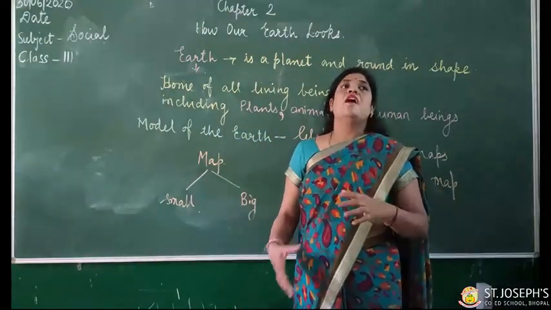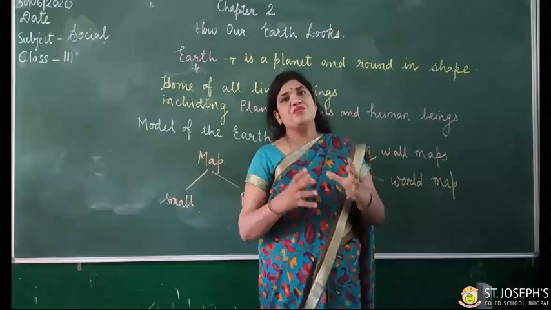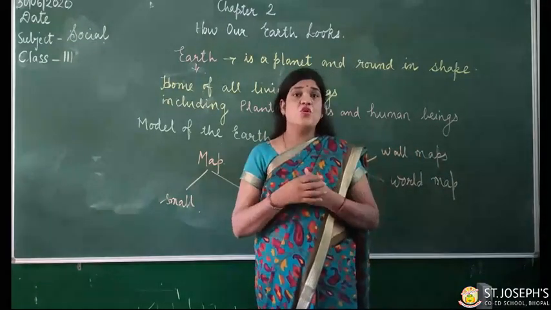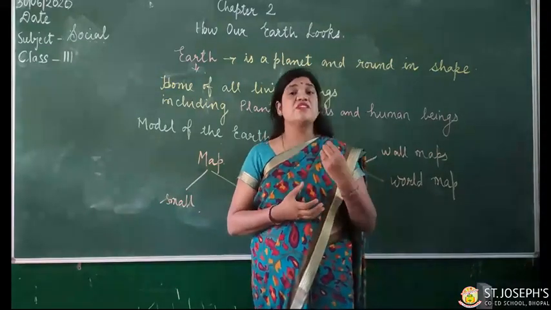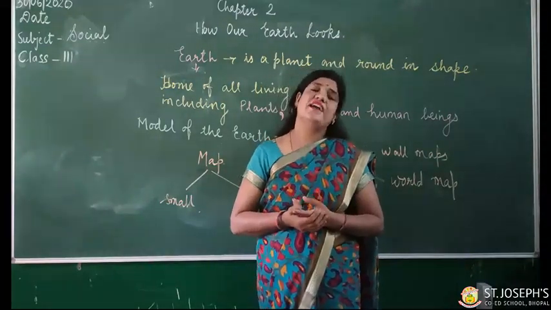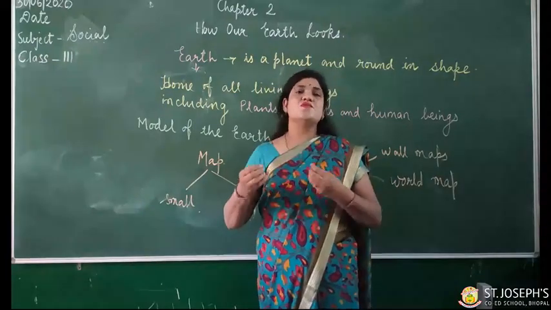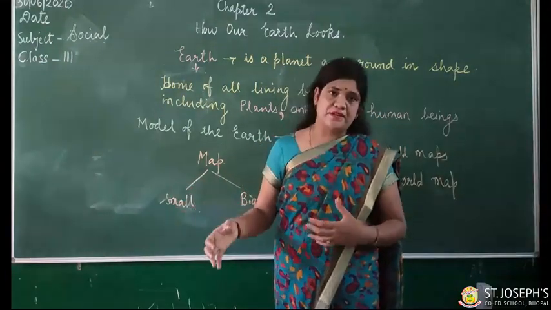In this chapter, children, we are going to read about what is a globe, what different types of maps, then our 7 continents, then 5 oceans, and finally compass. These are all terms you will see in this chapter.